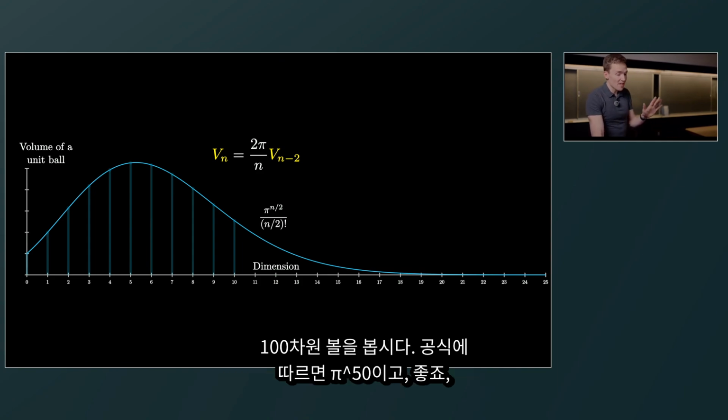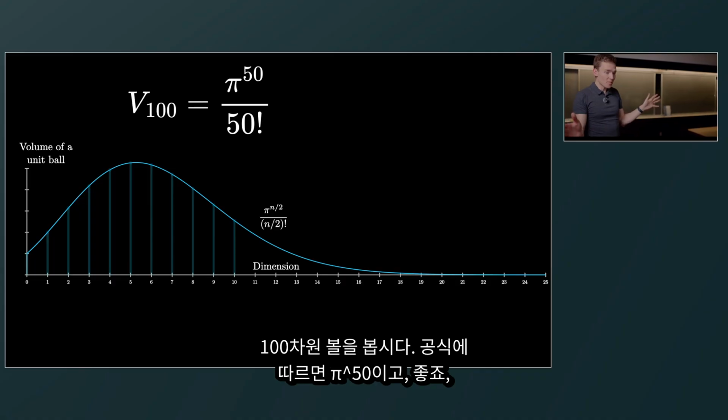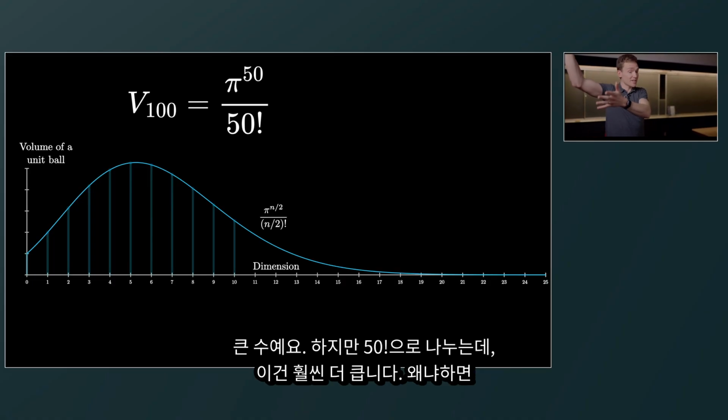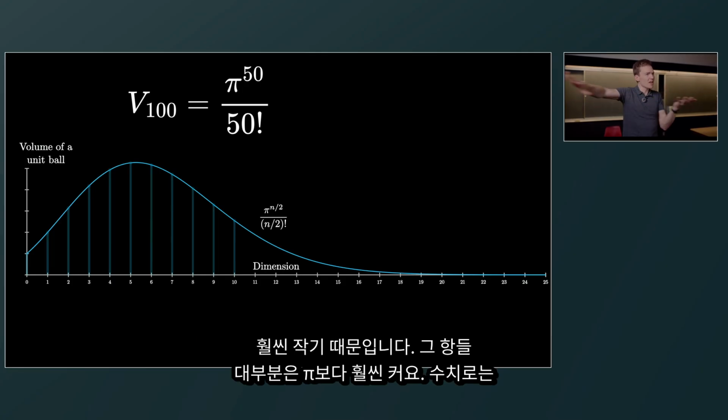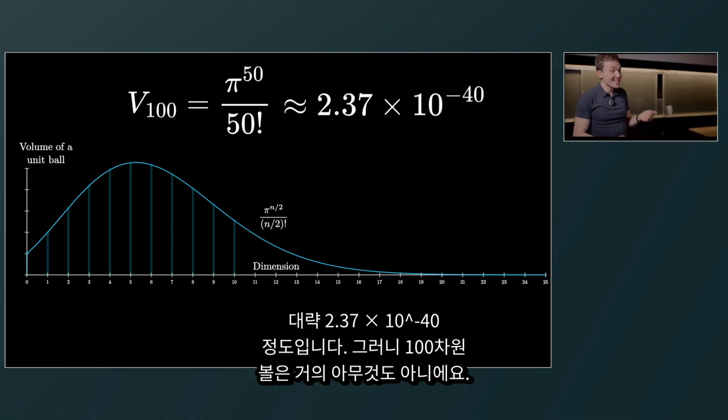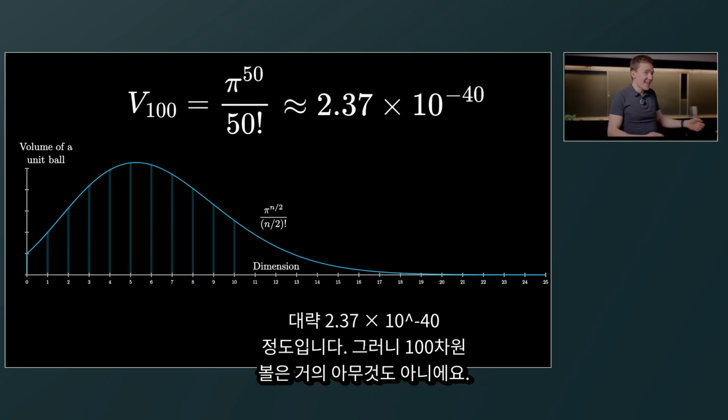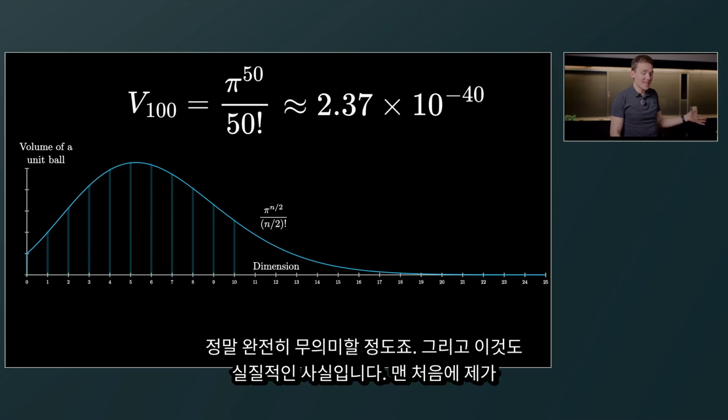For example, let's take a 100-dimensional ball. Using our formula, it looks like pi to the 50, cool, that's a nice big number, but divided by 50 factorial, which is way bigger, right? Because all of those factors of pi in the numerator, on average, are much, much smaller than the terms you're multiplying in the denominator. Almost all of them are much bigger than pi. Numerically, this is around 2.37 times 10 to the negative 40th. So a ball in 100 dimensions, it's nothing. It's just absolutely nothing. And this, again, is an empirical fact.